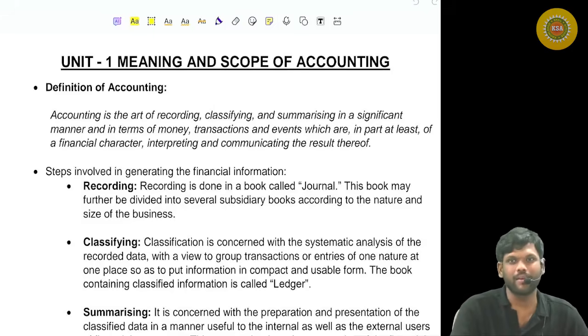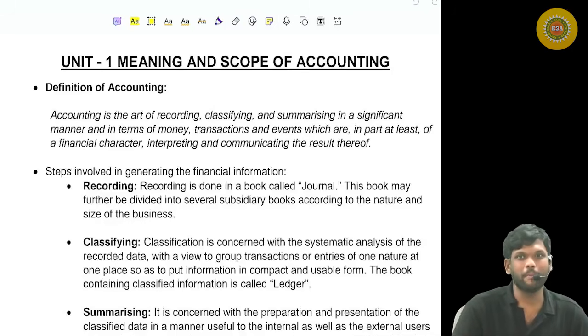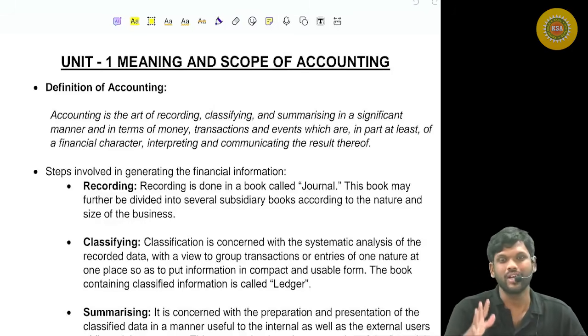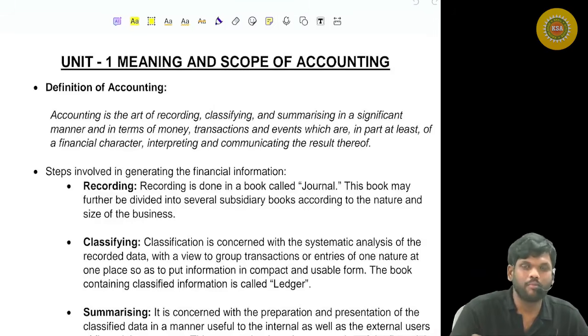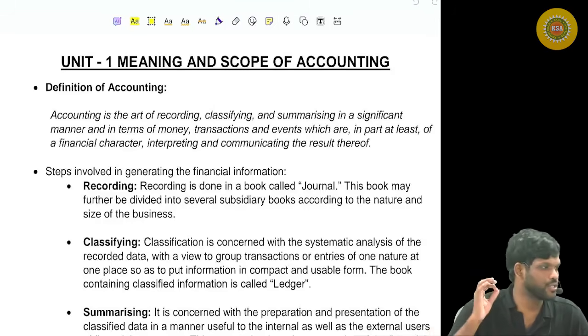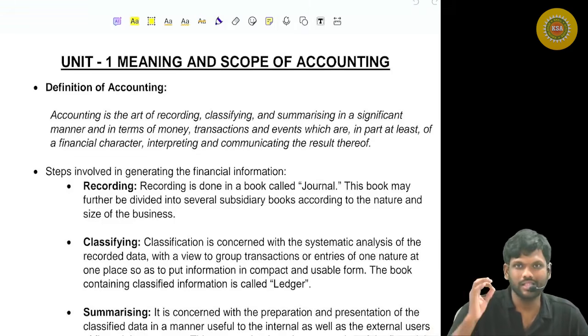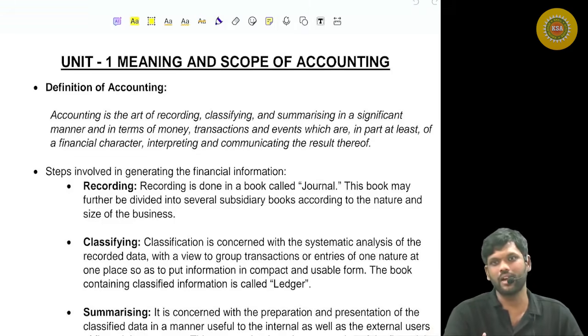In the CA exam, 4 marks also are very, very important. There are many students who are there at 36 or 38. For them, these 4 marks will enable them to clear the exam. So please ensure you just go through these summary notes. You will be able to answer all the questions that have been asked in the previous attempts.